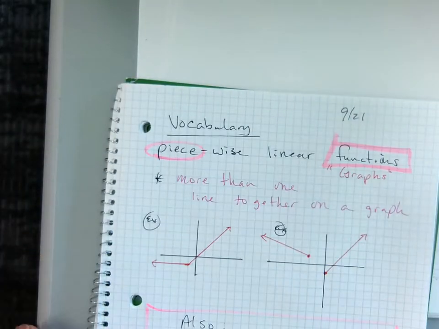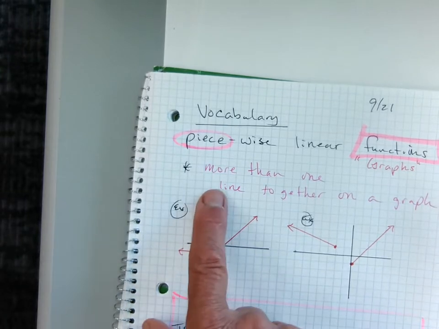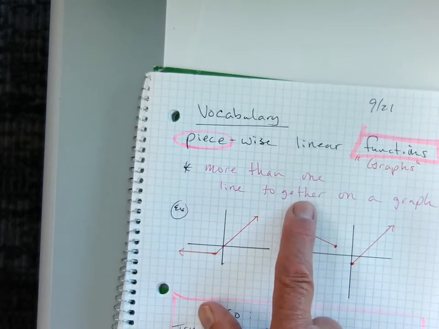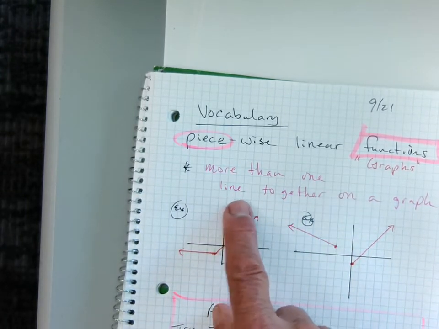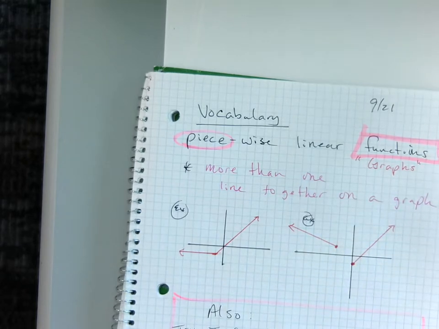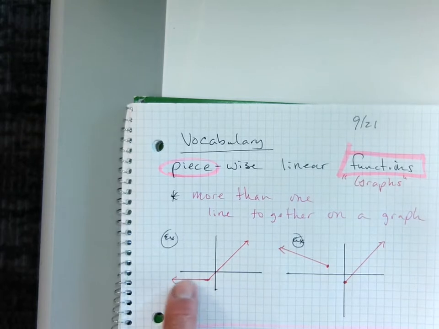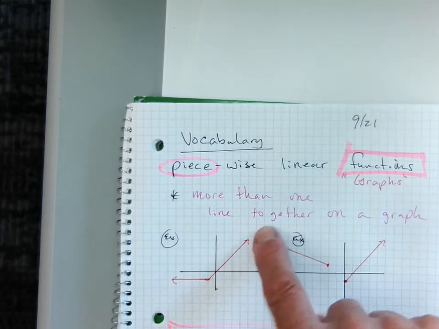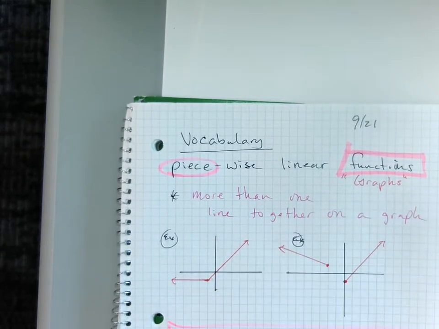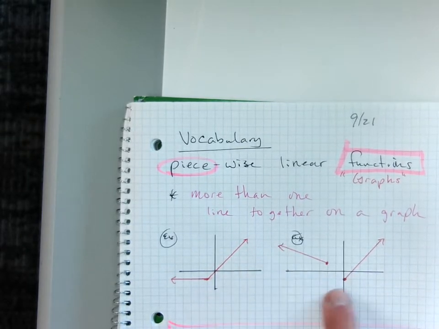Then I gave a definition. It says basically one more than, more than one line together on a graph. That's a rough definition, but it'll work for today. I'll give an example. Here's a horizontal with a vertical, right? And then I showed another. They don't have to necessarily connect. They just have to be 2 pieces.